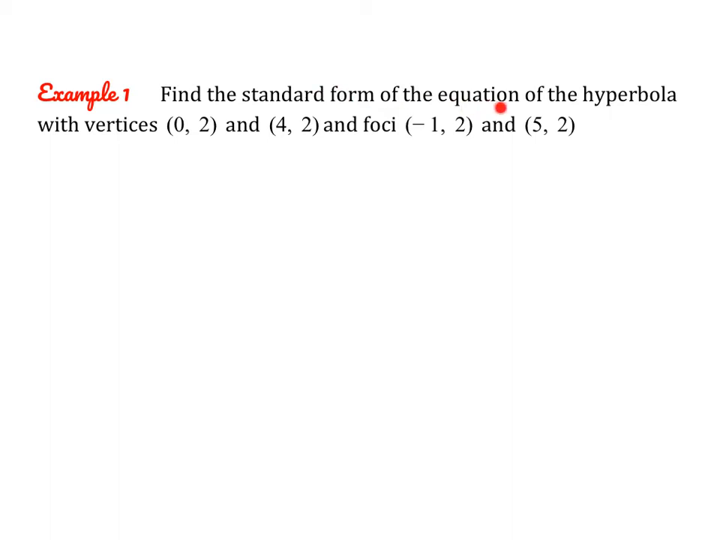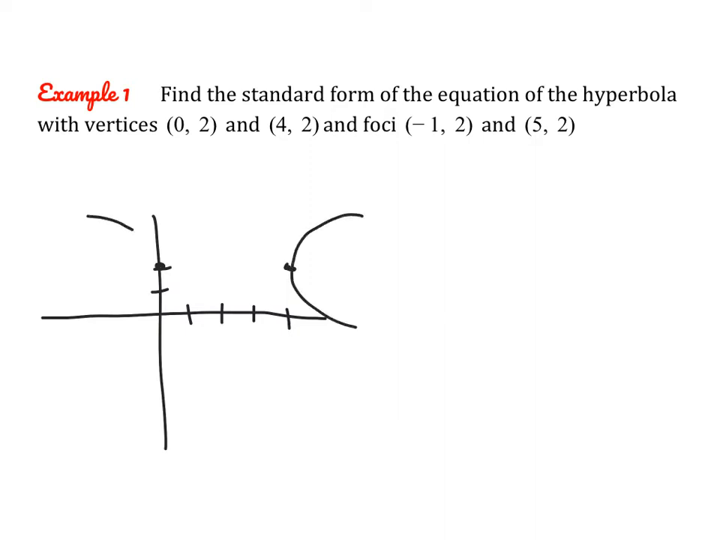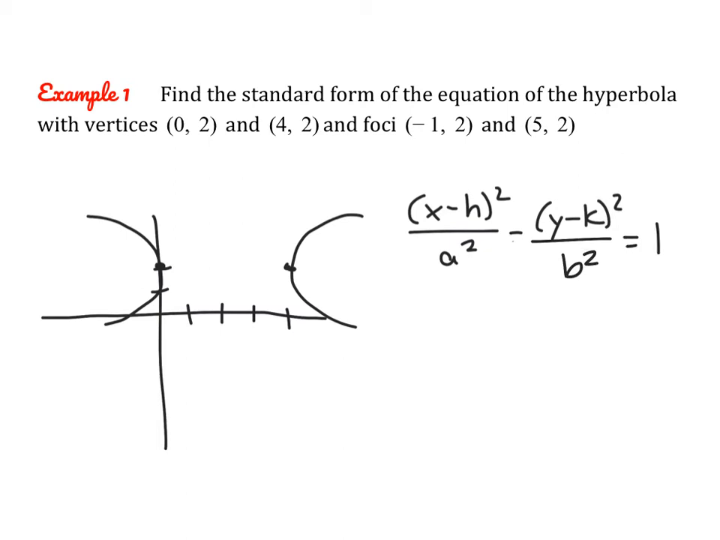Here they would like us to find the standard form of the hyperbola that has vertices at (0, 2) and (4, 2). Let's just sketch out a really, really rough sketch here. So we have (0, 2), so it'd be here, and (4, 2), so it'd be here. Since our vertices are horizontal, I know that our hyperbola is going to also be horizontal. So I'm looking for something like this: (x - h) squared over a squared, minus, sorry, not equals, that should be a minus sign, (y - k) squared over b squared equals 1.